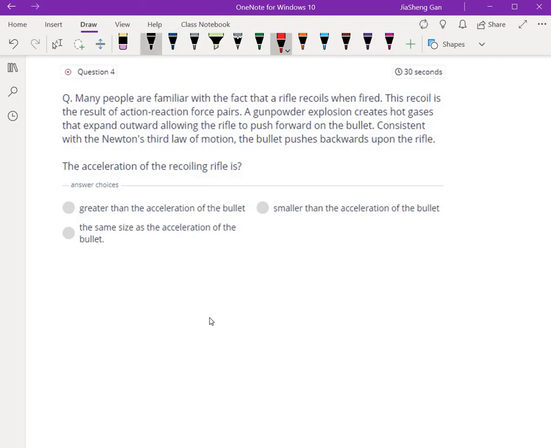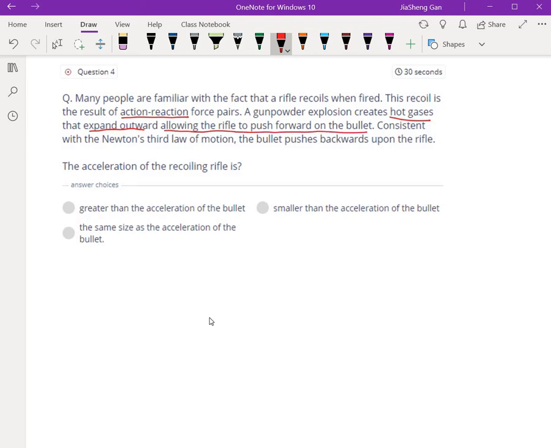Question 4. Many people are familiar with the fact that a rifle recoils when fired. The recoil is a result of the action-reaction force pair. Gunpowder explosion creates hot gases that expand, allowing the rifle to push forward on the bullet.